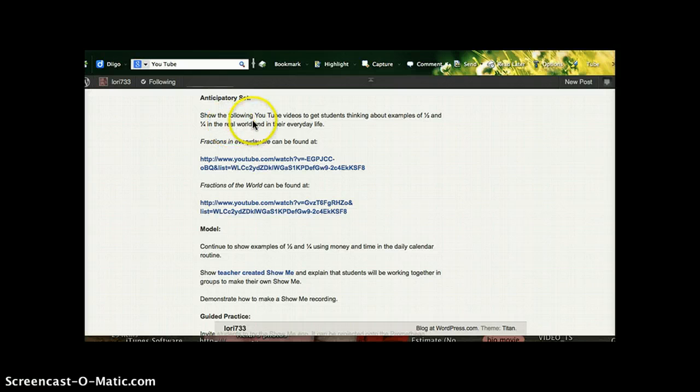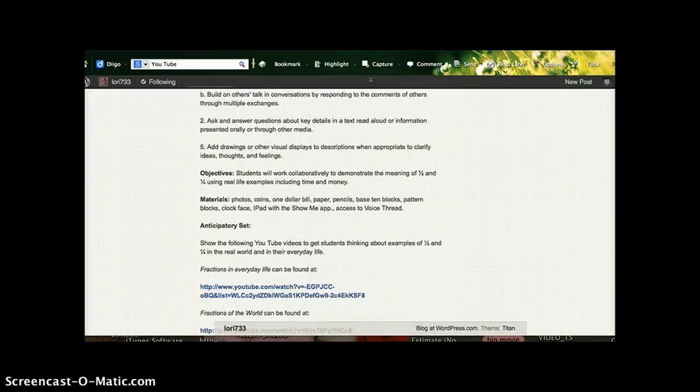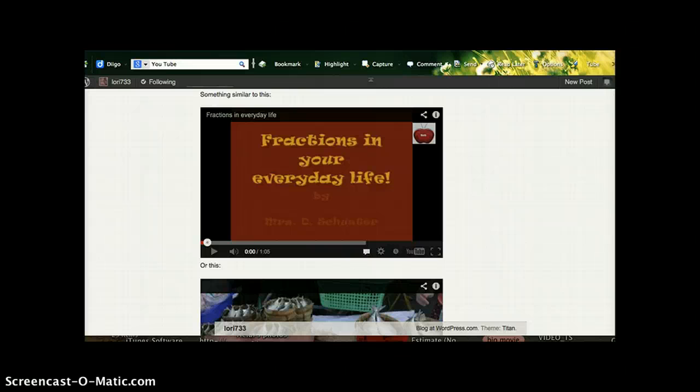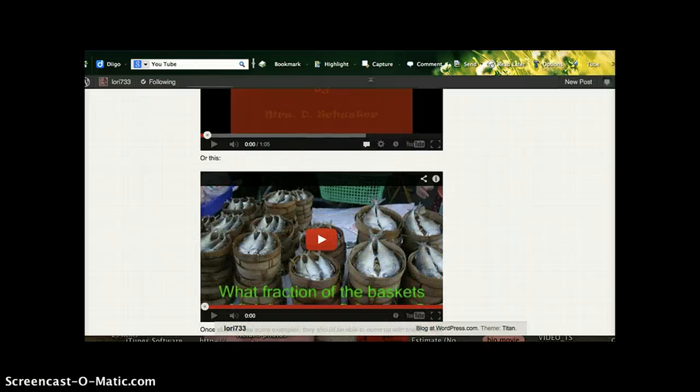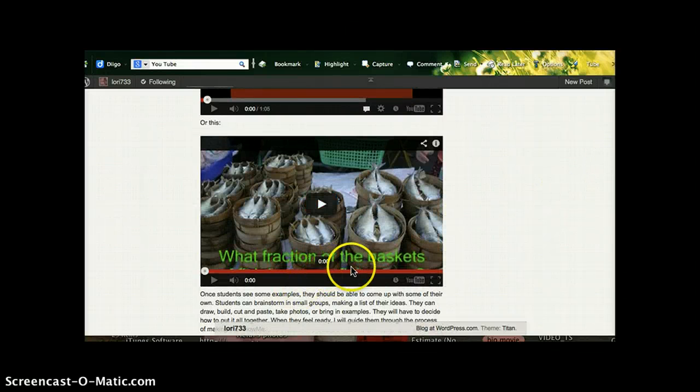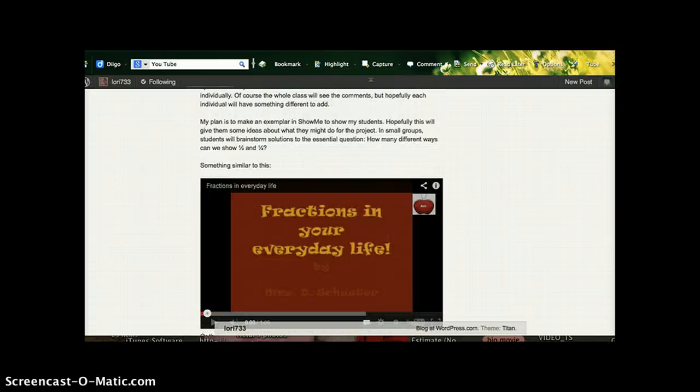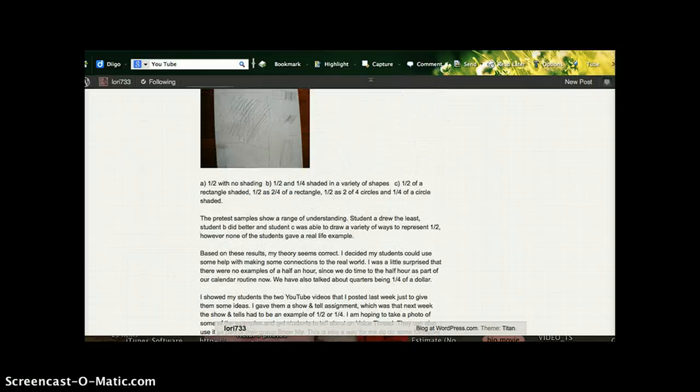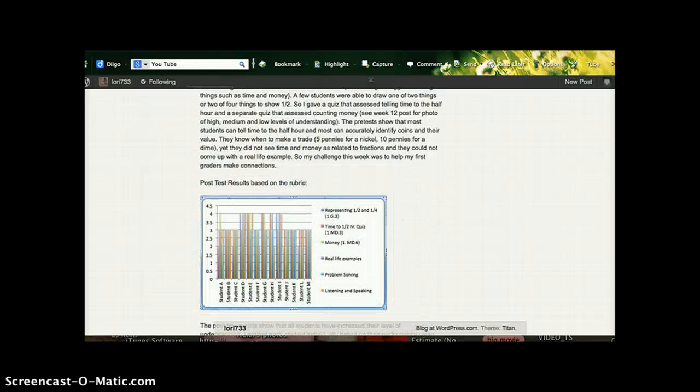So here's an anticipatory set. I used a couple YouTube videos that had great examples of 1/4 and 1/2 in everyday life. If I scroll down here, I think I can find a picture of the first. Oh, here they are. So one was fractions in your everyday life, which was really great. It was perfect for first grade. And this was what fraction of the baskets. It's always having to do with looking at a group of things and dividing them up. So it was really 2 different ways of looking at fractions, just to kind of get them thinking of examples that were real, related to everyday life.